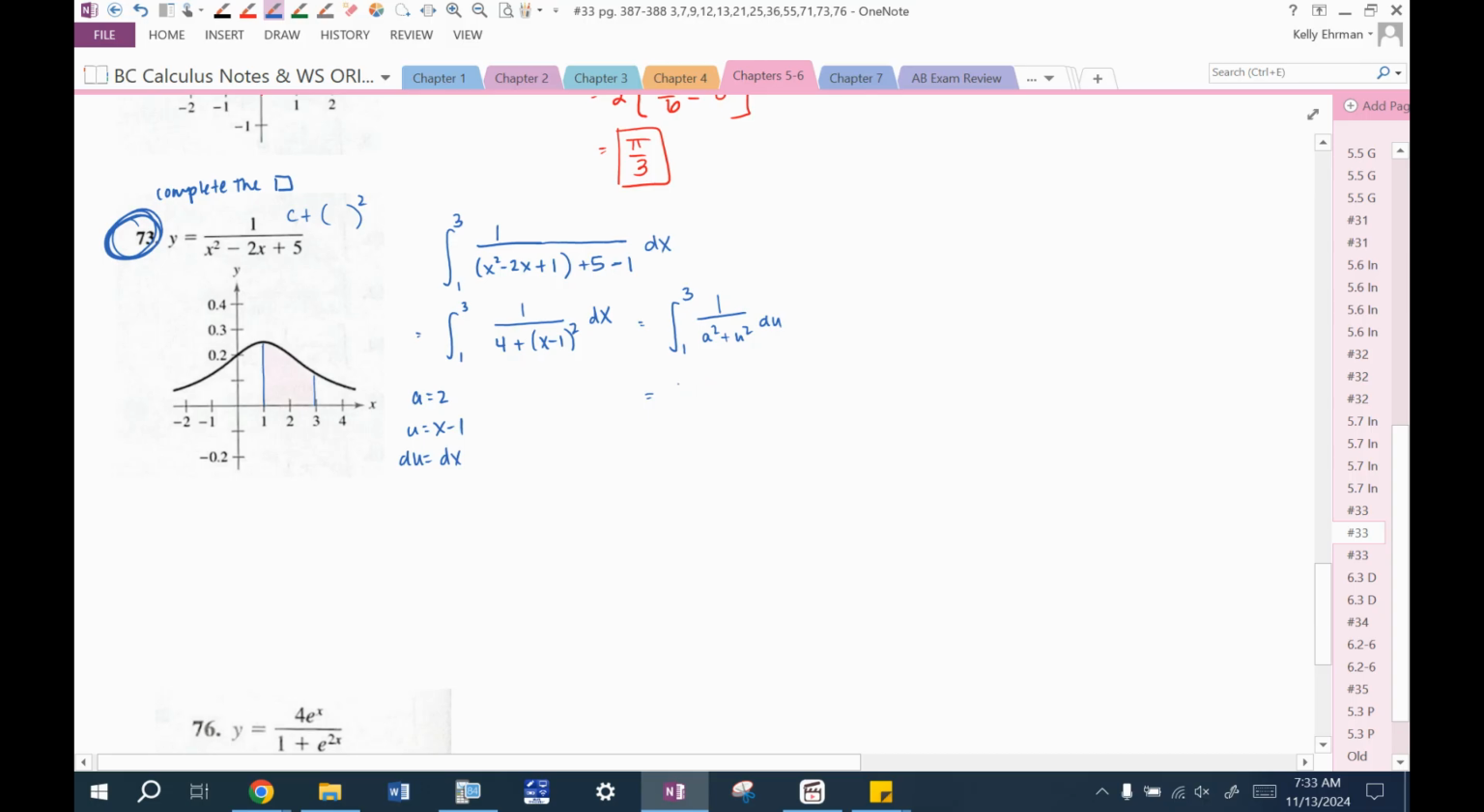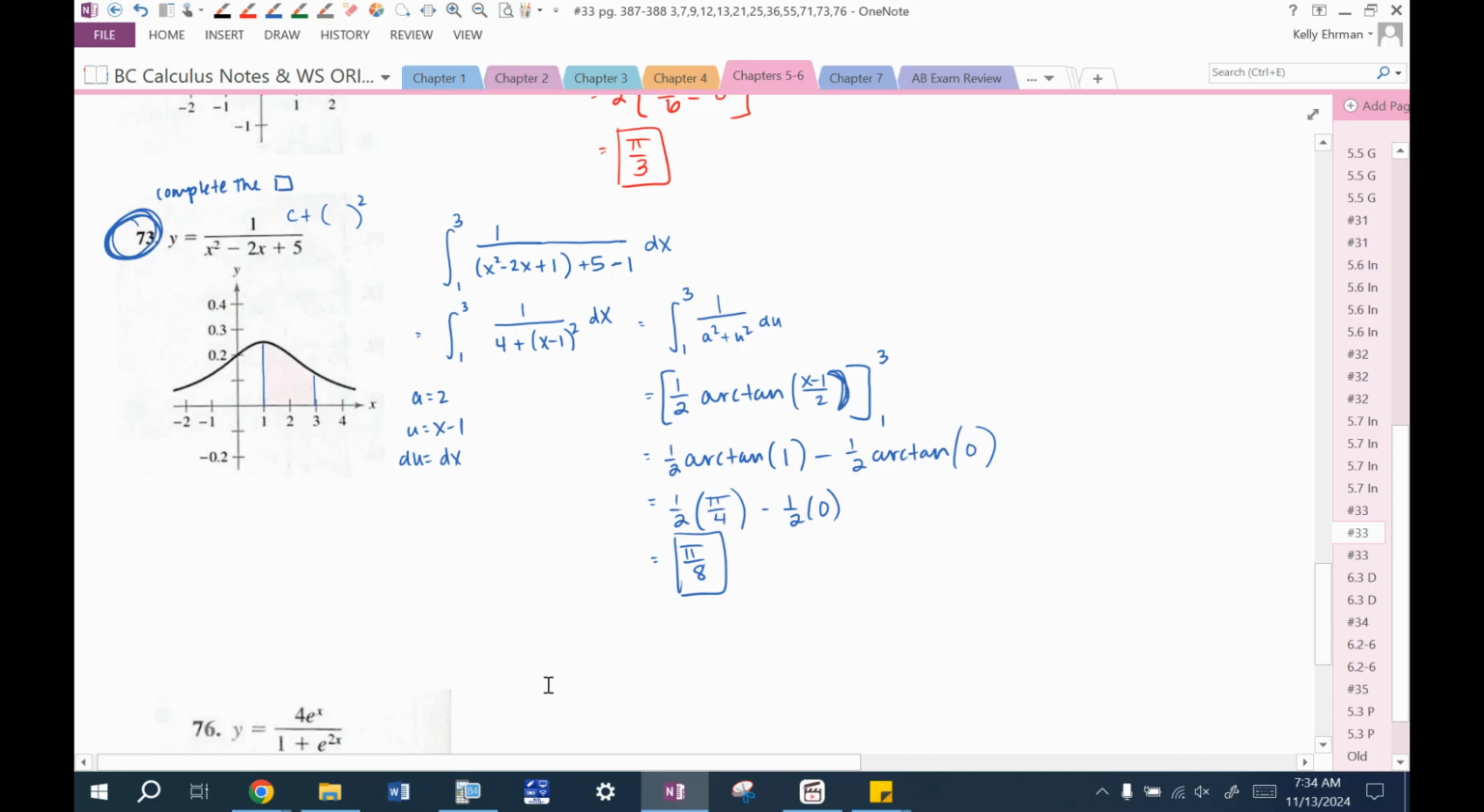And that is equal to 1 over a arctan of u over a, x minus 1 over 2. And we're evaluating that from 1 to 3. So 1/2 arctan of 3 minus 1, 2 over 2, 1, minus 1/2 arctan of 1 minus 1 is 0 over 2. This is 1/2 times arctan of 1 is pi over 4, minus 1/2 times 0. Half of pi over 4 is pi over 8.